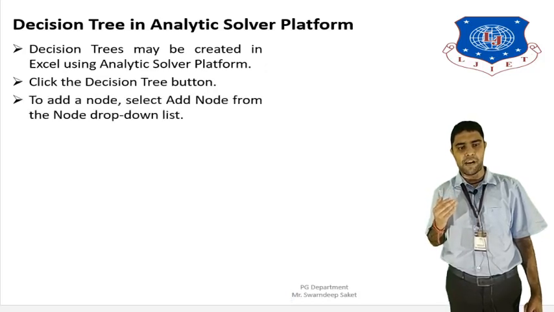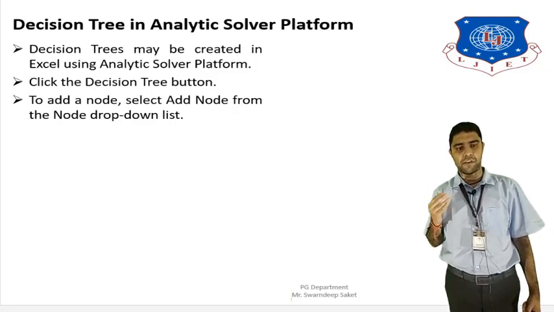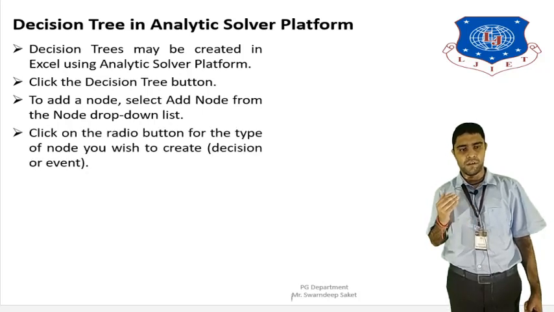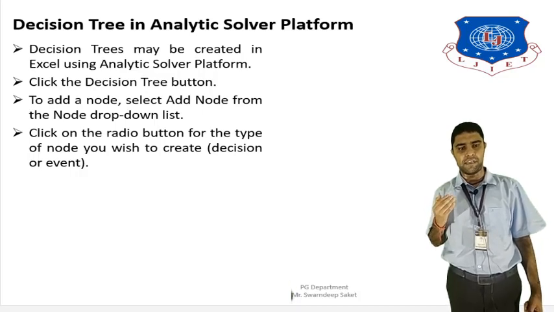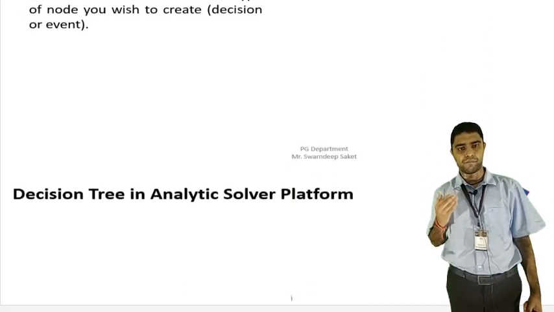After that, we have to add a node. We select add node, and then select add from the node drop-down list. Click on the radio button. For which type of node will be selected, we have to choose the decision node or the event node, to create the decision or the event.